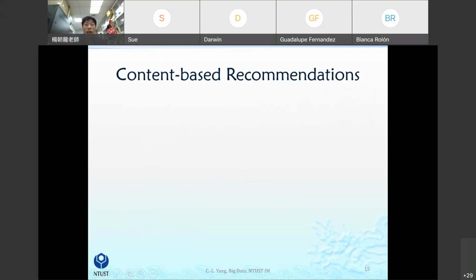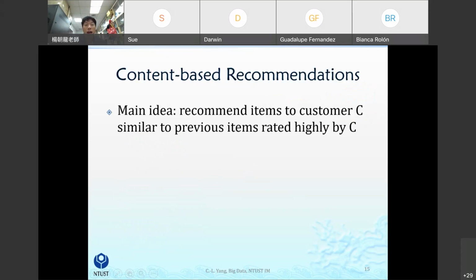So what is a content-based recommendation system? The main idea is you want to recommend items to customers that are similar to the items they rated before. So if I bought one pair of shoes before, based on my purchase history, the system will also recommend something similar to the shoes I just bought, and will try to guess maybe I would like to buy it. Okay, so that's the main idea.